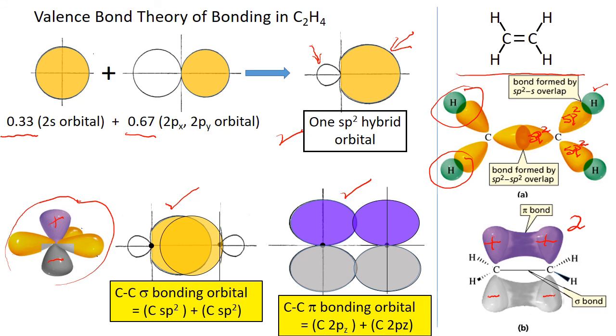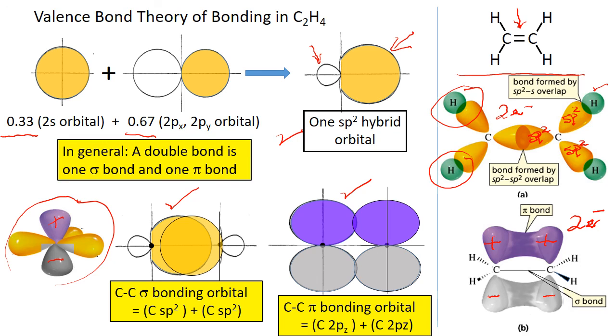So this is a 2-electron orbital, two electrons contained in the pi orbital, and then 2 electrons contained in the sigma orbital. And that's the representation of the 4 bonding electrons in this CC double bond. So once again, in general, a double bond is going to be formed from one sigma bond, a sigma bonding orbital containing 2 electrons, and one pi bond, a pi bonding orbital containing 2 electrons.